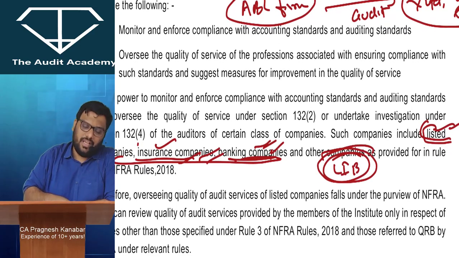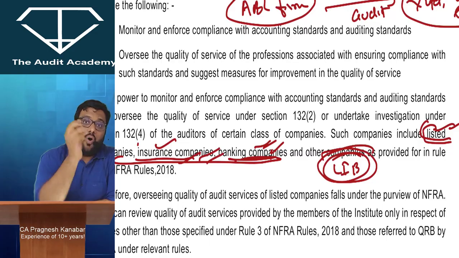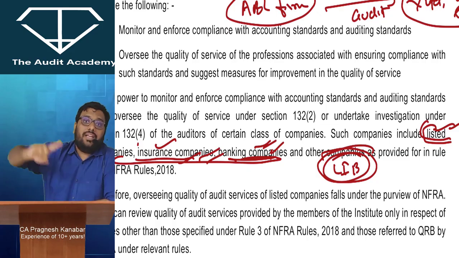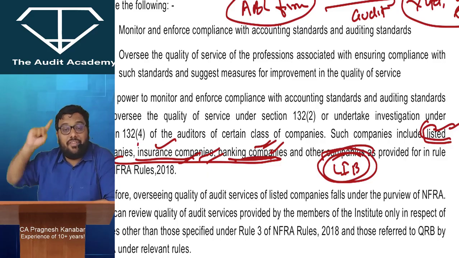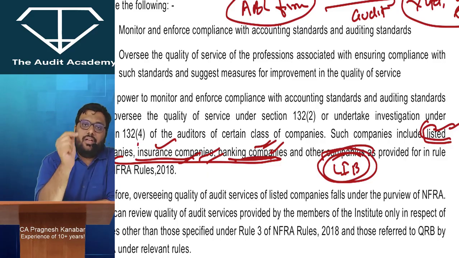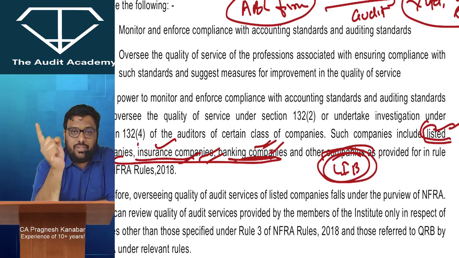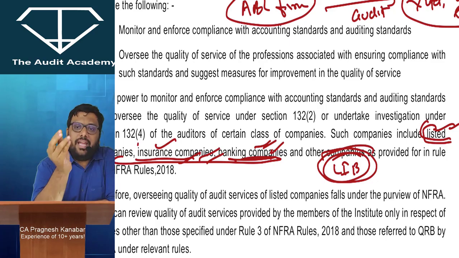What I want to say is that for these 3 companies, the audit quality cannot be examined by the quality review board. Quality review board cannot examine the audit quality of these 3 companies because it falls under the jurisdiction of National Financial Reporting Authority. Quality review board can examine only and only if National Financial Reporting Authority has asked quality review board to specifically do so. So remember one English line. Quality review board cannot examine the quality of audit of such companies which are covered under NFRA jurisdiction unless otherwise referred by NFRA to do so.